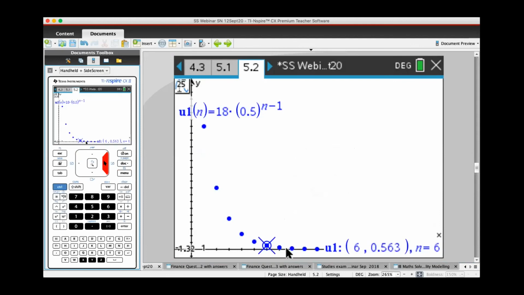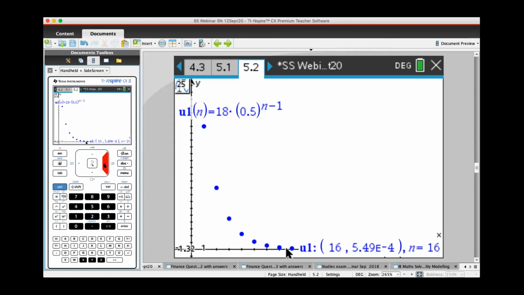But my interest is looking for the term that is less than 1,000. Less than 1,000 is 0.001. I'm looking for a number that is less than 0.001. So I move on, I click in here, and when I come to the 15th term, it says 0.01. Well, I need a number less than 0.01. So it is the 16th term.